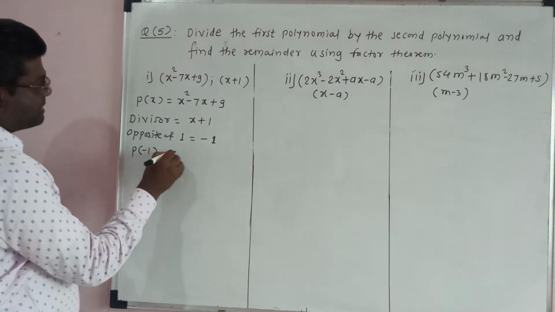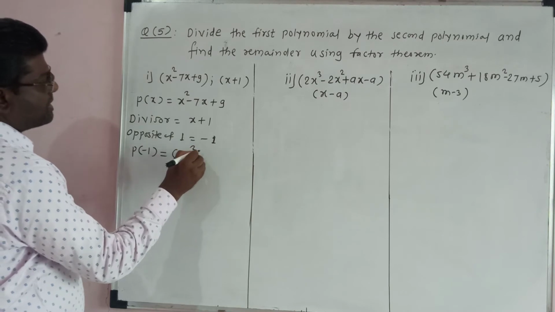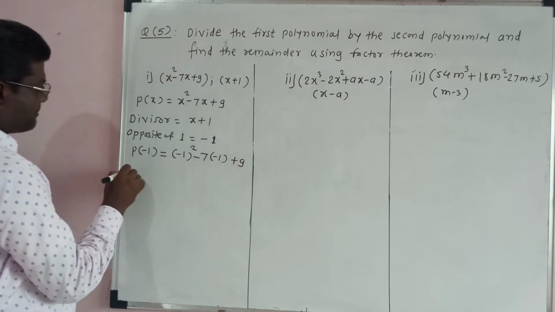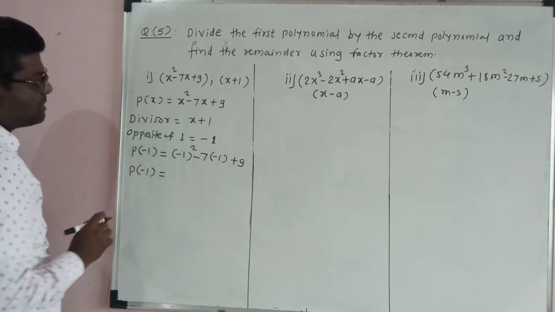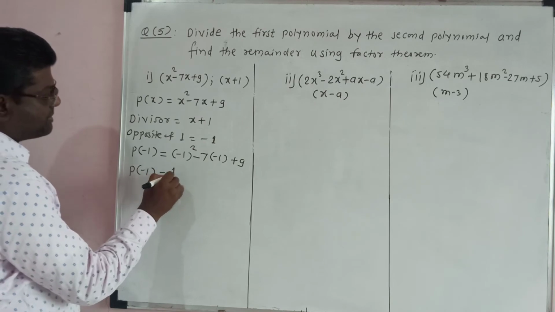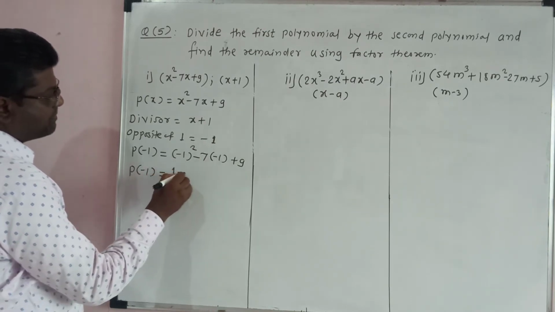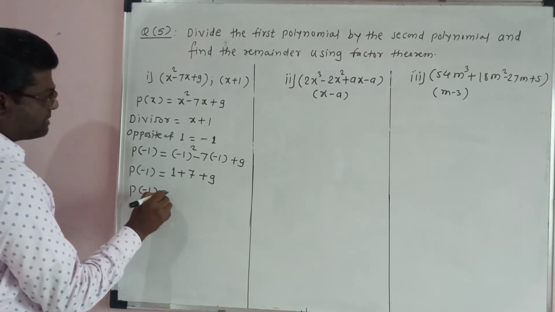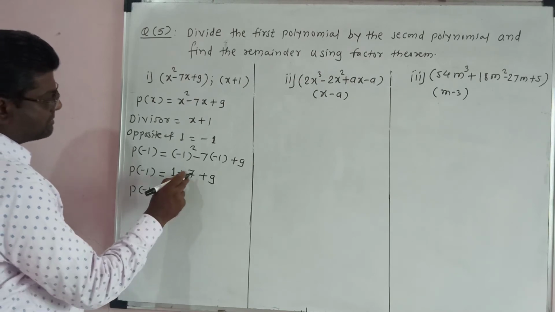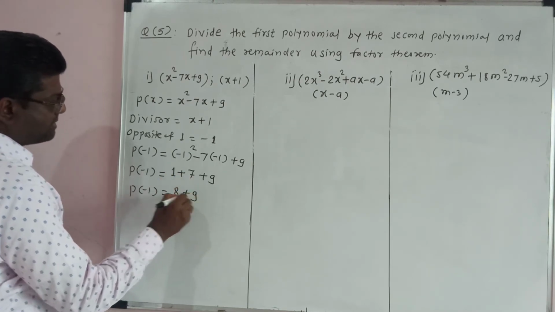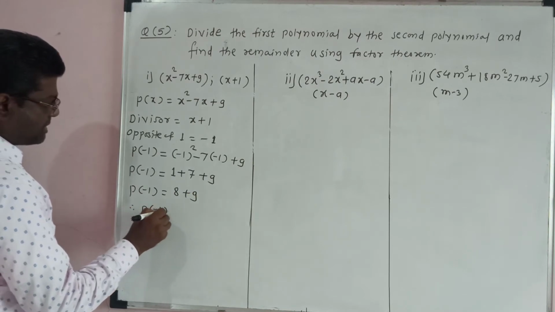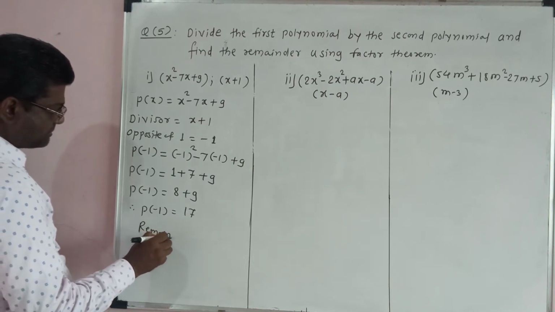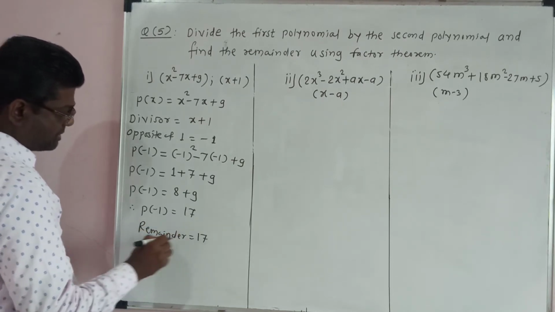Therefore p of minus 1 is equal to minus 1 square minus 7 in bracket minus 1 plus 9. Therefore p of minus 1 is equal to minus 1 square is plus 1. This minus minus will be plus, plus 7 plus 9. Therefore p of minus 1 is equal to 1 plus 7 is 8, 8 plus 9. Therefore p of minus 1 is equal to 17. Therefore here is a remainder. Remainder is equal to 17.